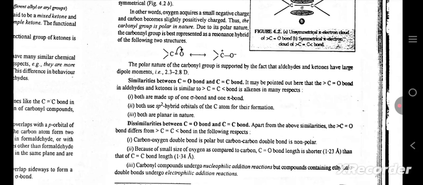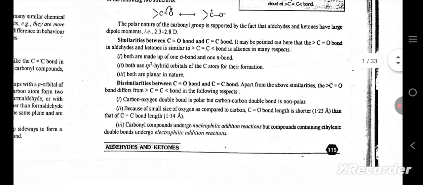Due to its polar nature, the carbonyl group is best represented as a resonance hybrid of the following two structures. The polar nature of the carbonyl group is supported by the fact that aldehydes and ketones have large dipole moments. Similarities between C double bond O and C double bond C bond. It may be pointed out here that the C double bond O in aldehydes and ketones is similar to the C double bond C bond in alkenes in many respects.